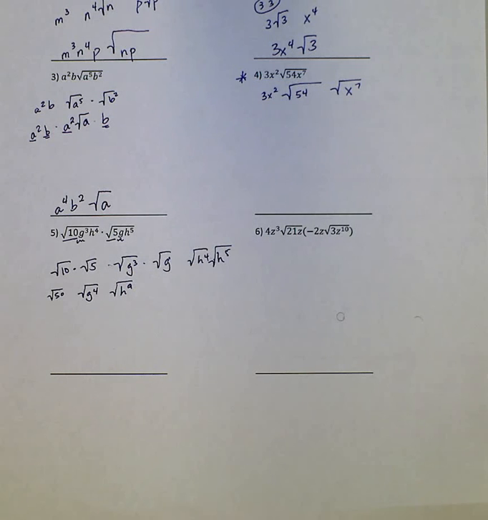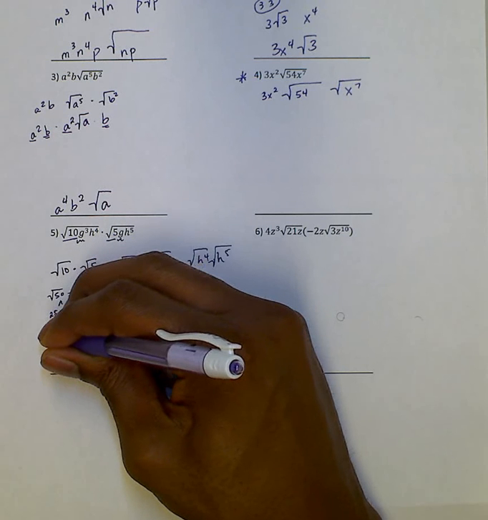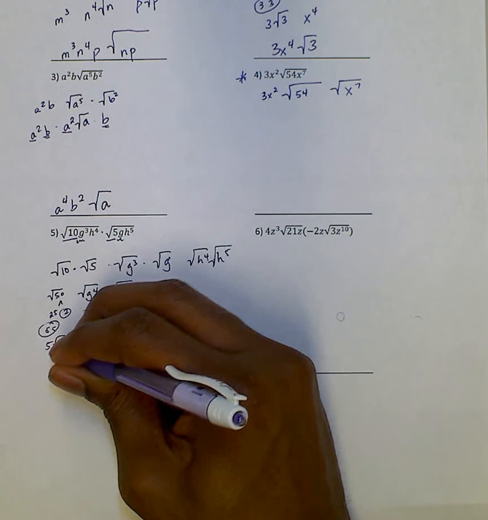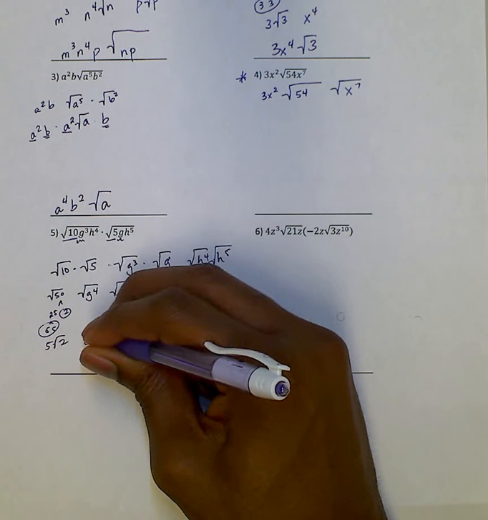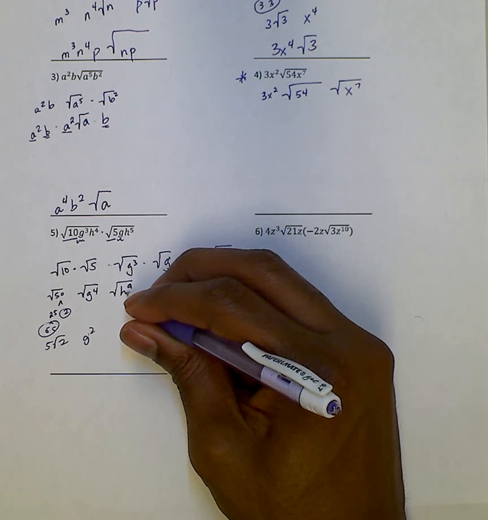Okay, and so now it looks just like the problems that we were doing before. Simplify each of these radicals separately. 25 times 2, 5, 5. So we have 5 radical 2 for radical 50. We have g squared, because g to the fourth divided by 2. We have h to the fourth, and then a leftover.